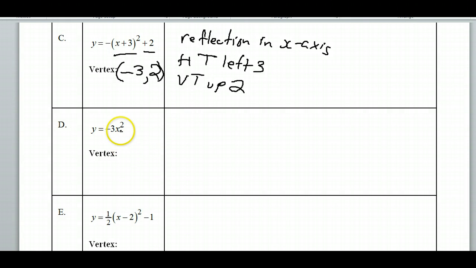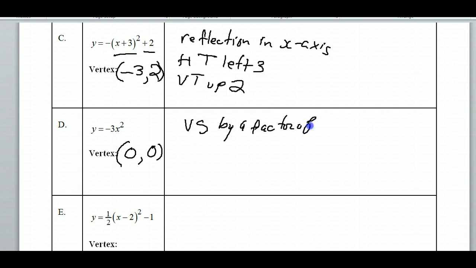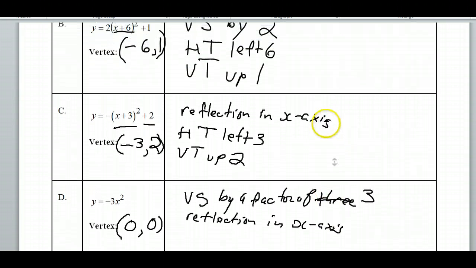Next one, vertex. In this case, we have a stretch and a reflection, but there are no translations. Stretch and reflection will leave the vertex unchanged. So the vertex is at (0, 0). We have a vertical stretch by a factor of 3. We have a reflection in the x-axis. And that's all that's happening here.